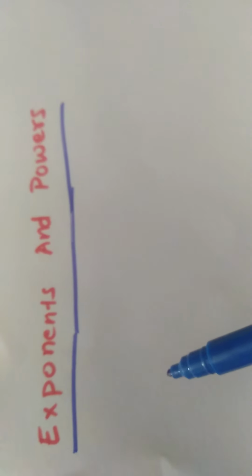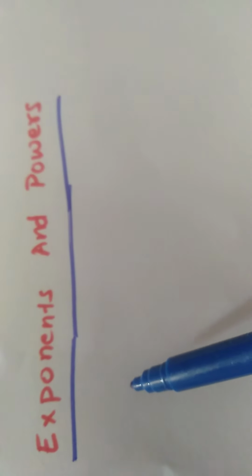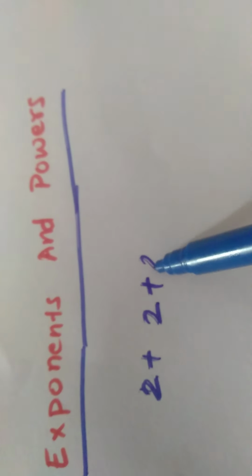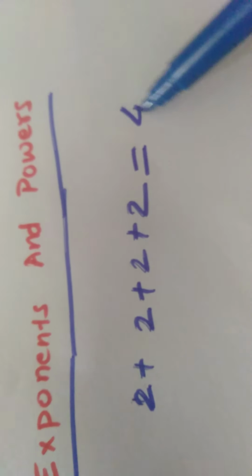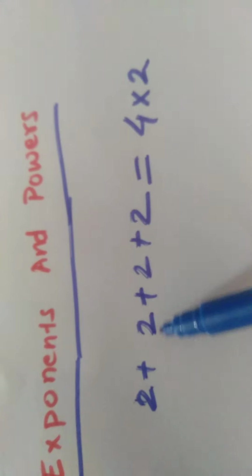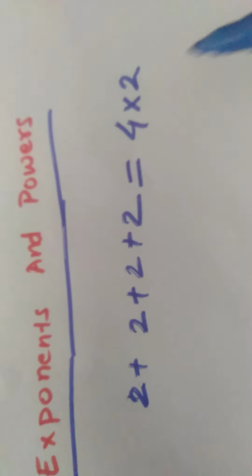Now in the lower classes you must have studied addition, that when a number is added too many times we call it repeated addition. Suppose the number 2 plus 2 plus 2 plus 2 are added. Now we say that 2 is added 4 times and we write it in the multiplication form as 4 into 2, as 2 is added to itself 4 times.